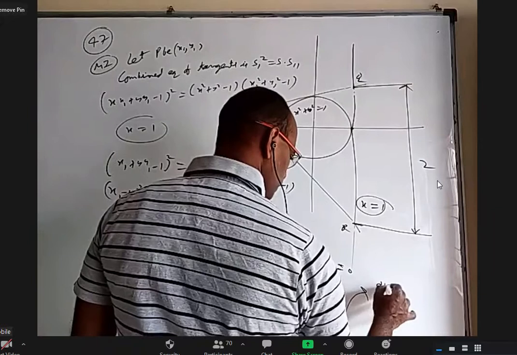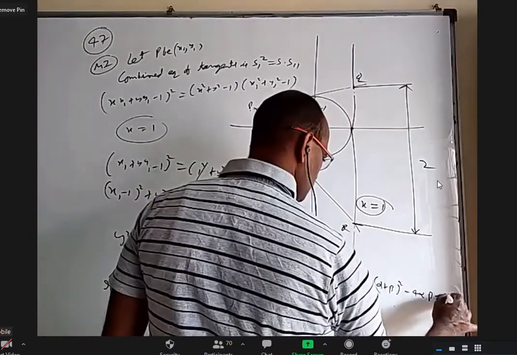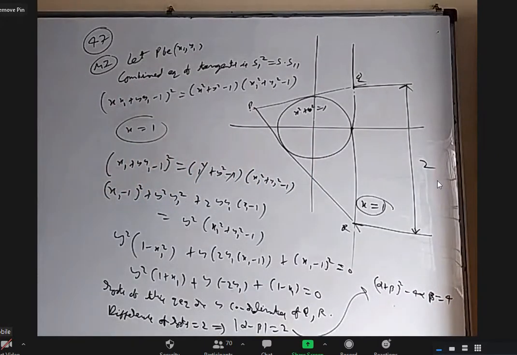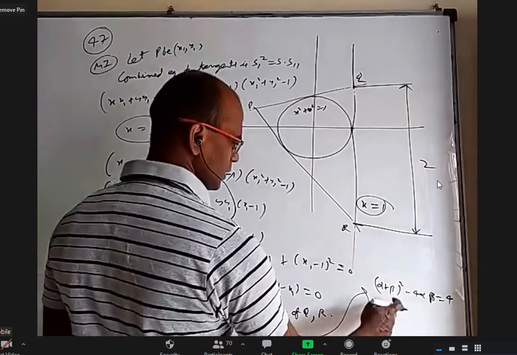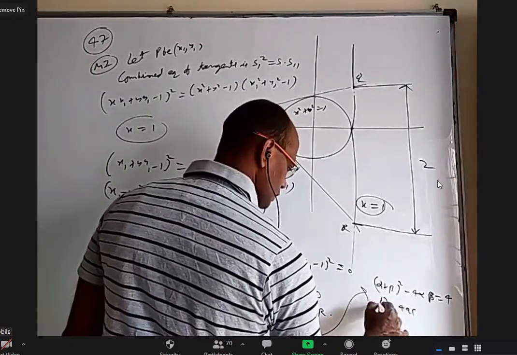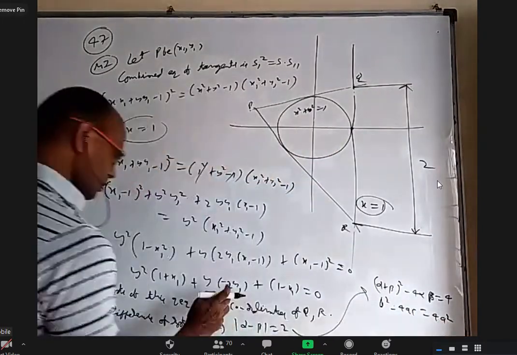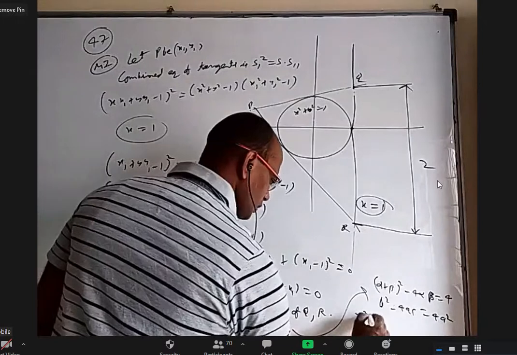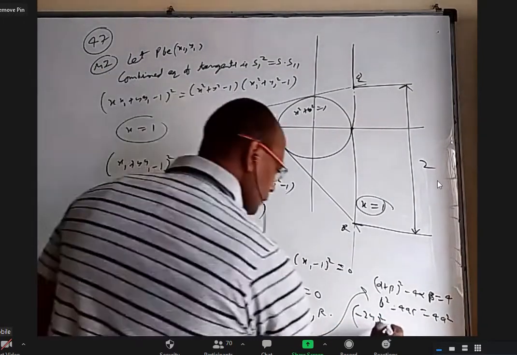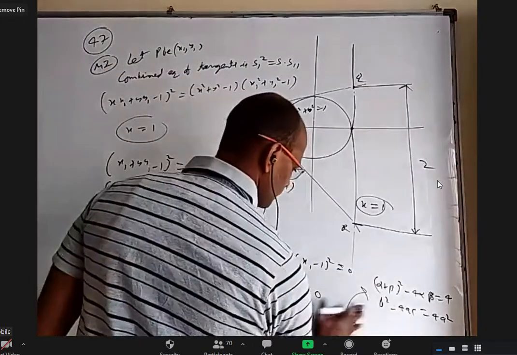This I can write as alpha plus beta whole square minus 4 alpha beta equal to 4. This is b by a, this is c by a. So b square minus 4ac is equal to 4a square. What is b? This one, minus 2y1 whole square, minus 4 into this into this. I think I'll write it later.